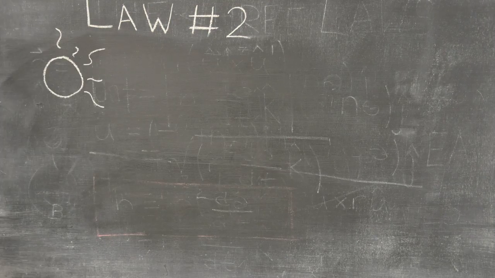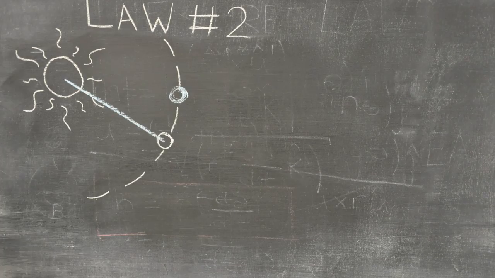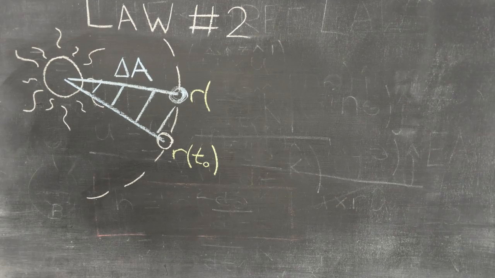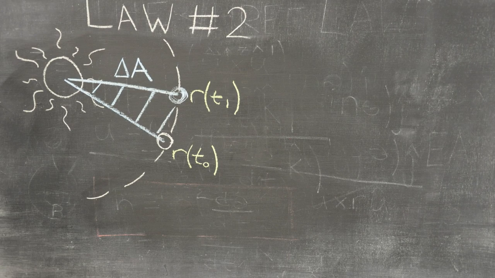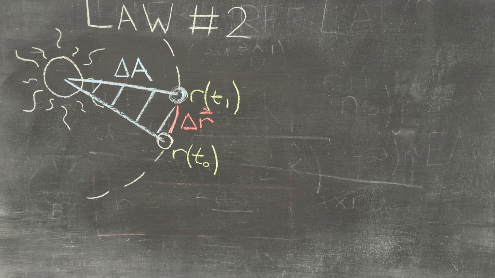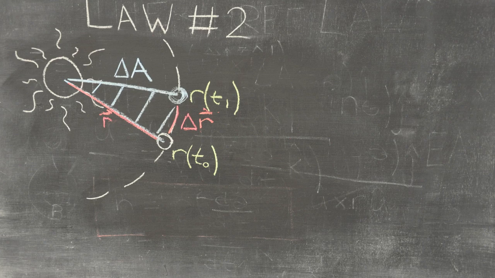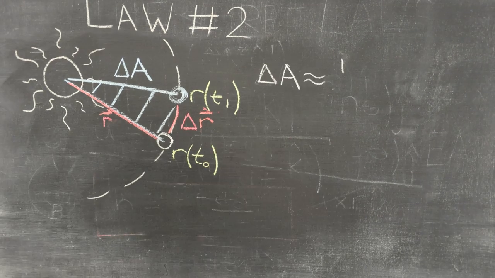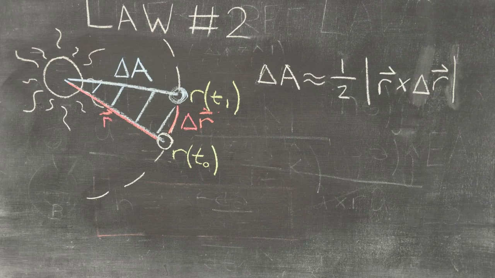The total change of area between r at time t0 and r at time t1 can be thought of as a triangle at small enough intervals, meaning we can use an area formula in which the base is the change in position and the height is the radius. This gives us a formula of 1/2 multiplied by the magnitude of the position vector crossed with the change in position.